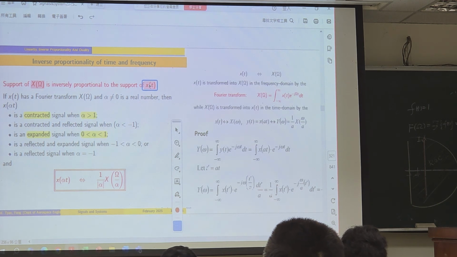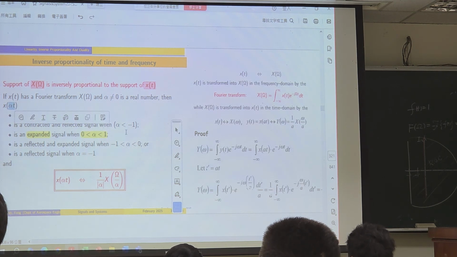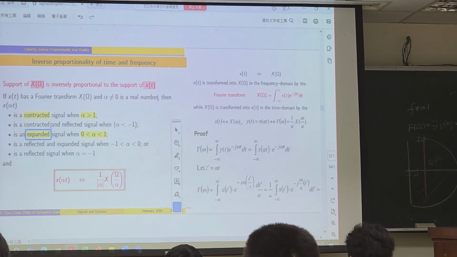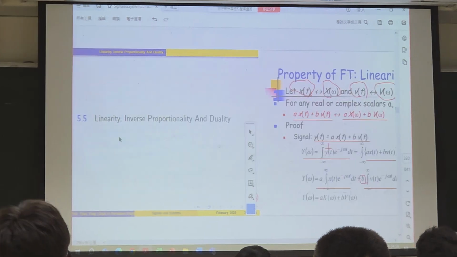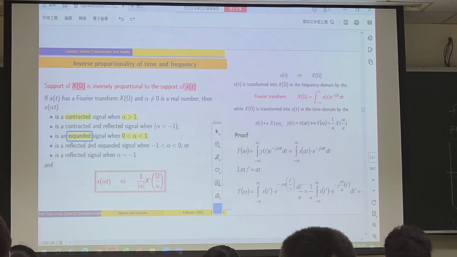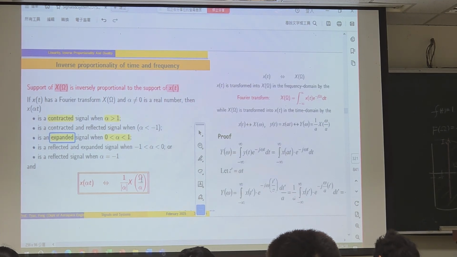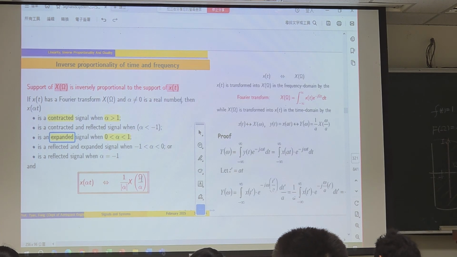Okay, now if the argument t is multiplied by alpha, that means we either stretch or compress the function. If alpha is bigger than 1, then we compress the function. If alpha is smaller than 1, we expand the function. Look at this. Then what will happen? The corresponding Fourier transform will also be either stretched or compressed. Let's take a look at one example.